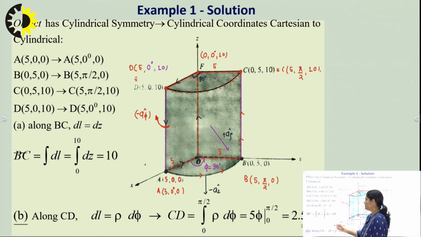Now second point, find out the length CD. So as you all know, you can check CD. Here rho is the same, 5, and phi is changing from 0 to pi by 2 and z is the same. So which one is changing? Phi is changing. So your integration is in the form of d phi, because phi is changing from 0 to pi by 2. So write down integration 0 to pi by 2 rho d phi, and you can find out the integration for the same. That is equal to 2.5 pi.